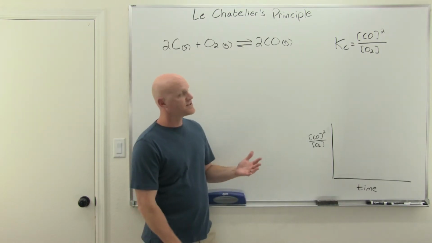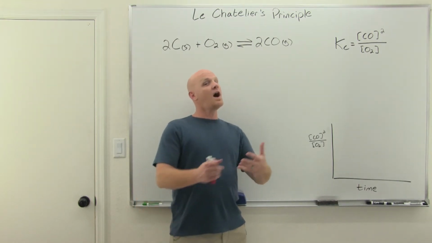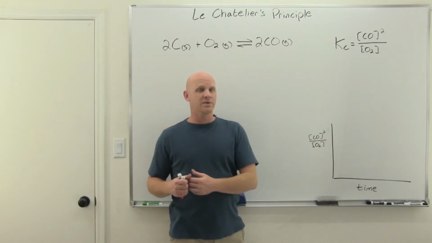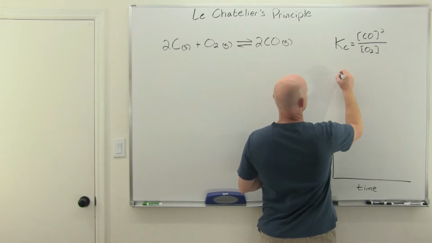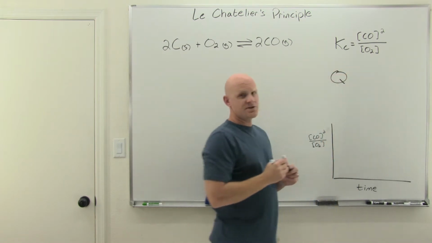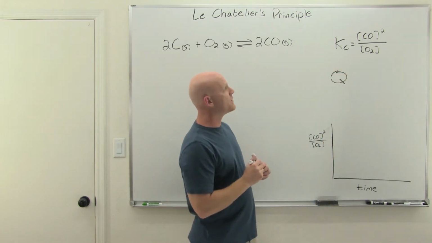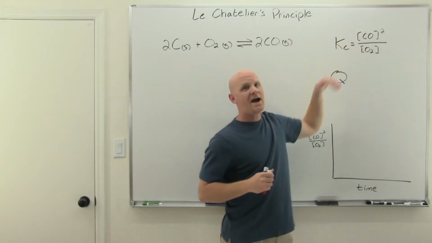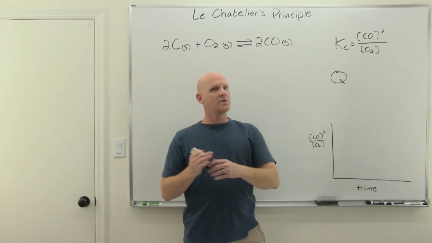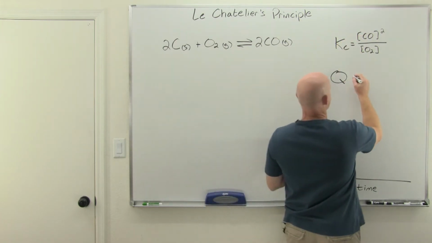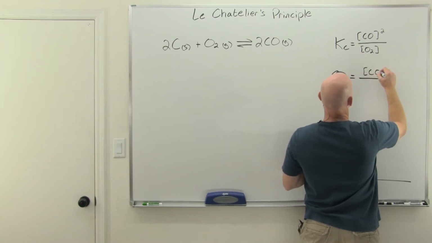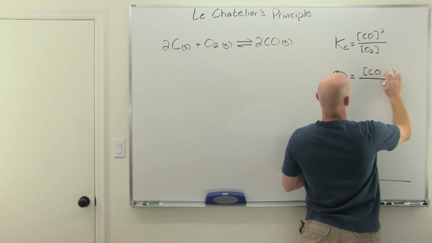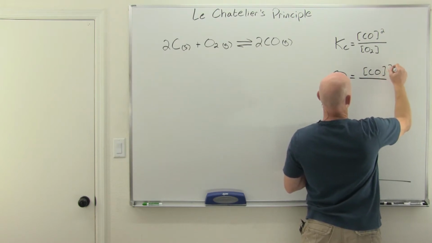Now, if we're going to talk about a system when it's not at equilibrium, as well as when it is, we need to define a new term, and that new term is called the reaction quotient. Here I'm going to call it Q. Q equals the same ratio of products to reactants. The key is just when we are talking about that ratio. For the reaction quotient, that ratio is at any point in time.